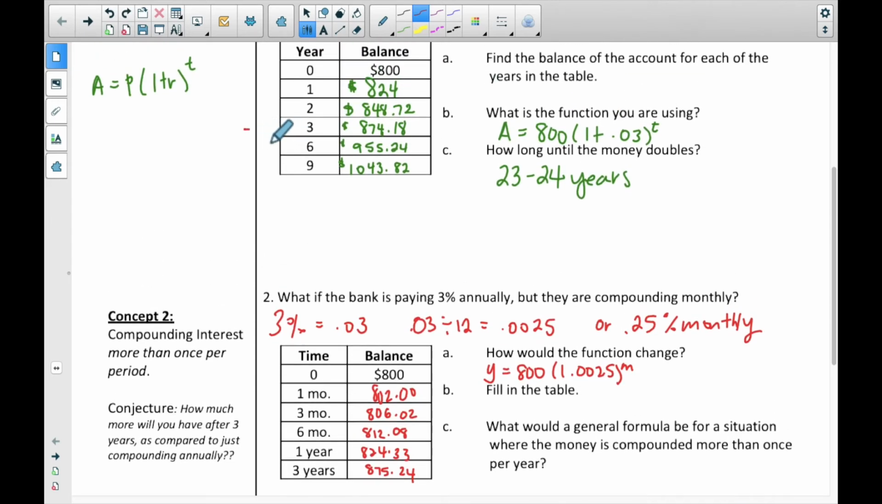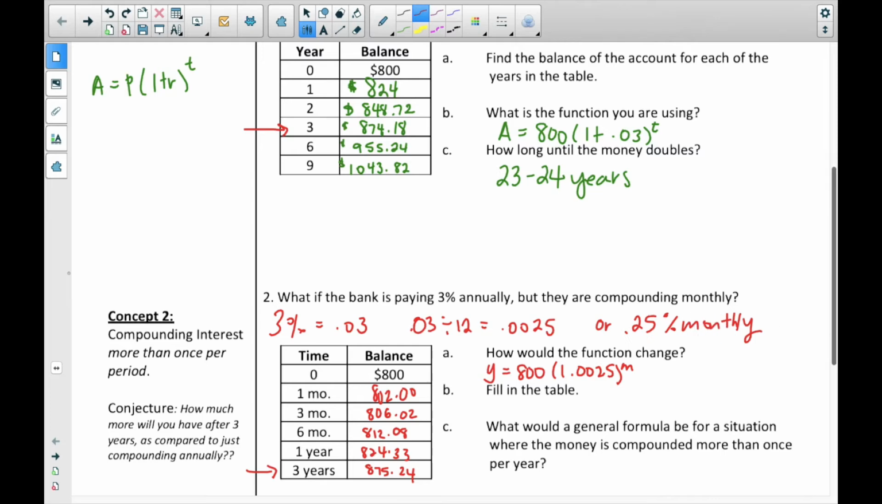Okay, up here for 3 years, we had $874.18. Here, after 3 years, we had $875.24. We got about an extra $1.06 out of this, which really isn't a whole lot of money. I mean, if you start with $800, you're talking about $1 extra. That's not going to change a whole lot, in terms of your financial future.